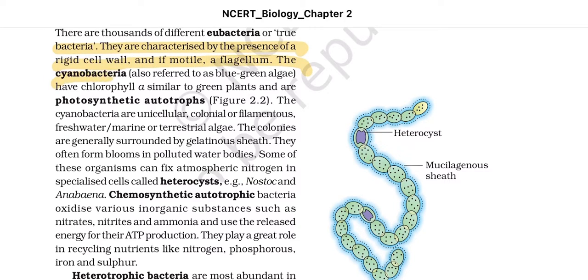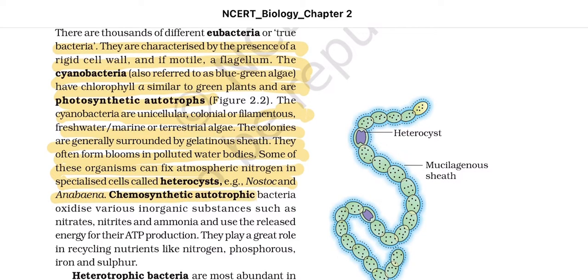The cyanobacteria, also referred to as blue-green algae, have chlorophyll a similar to green plants and are photosynthetic autotrophs. The cyanobacteria are unicellular, colonial, or filamentous, freshwater or marine or terrestrial algae. The colonies are generally surrounded by gelatinous sheath. They often form blooms in polluted water bodies. Some of these organisms can fix atmospheric nitrogen in specialized cells called heterocysts, for example, Nostoc and Anabaena.